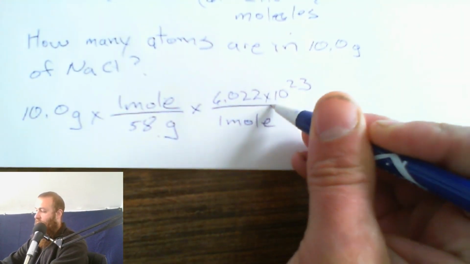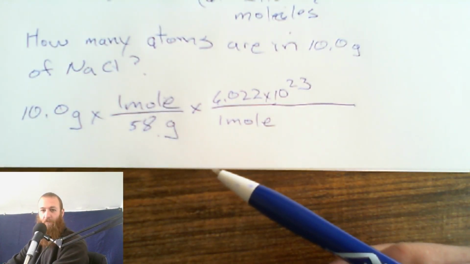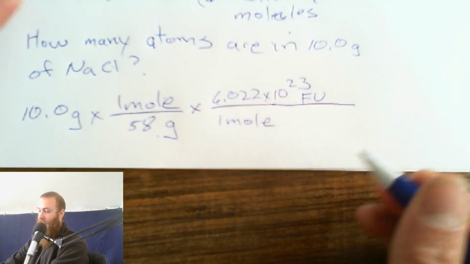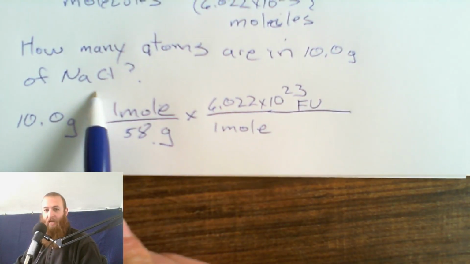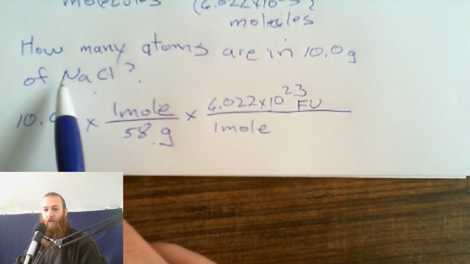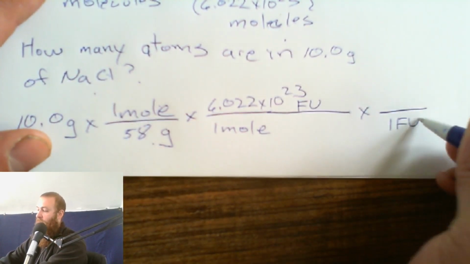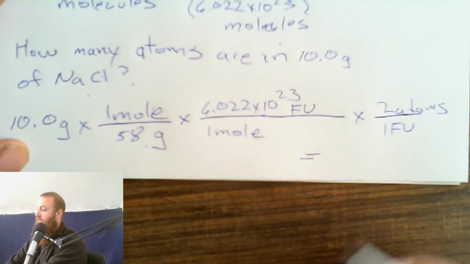Now, here's the problem. What is the representative particles for sodium chloride? If you think back, they would be called formula units. Not atoms, okay? The sodium chloride is not made up of atoms. It's made up of a thing called a formula unit. Now, that one formula unit is made up of 2 atoms. And there you go. That's all the work you need, okay?